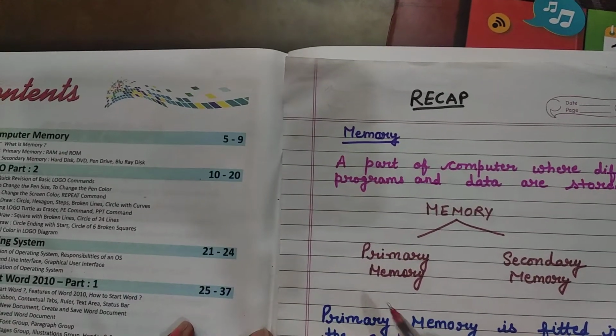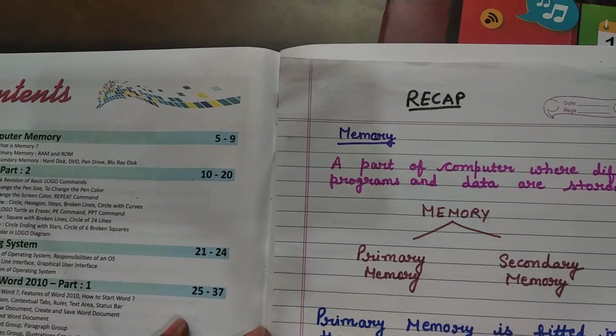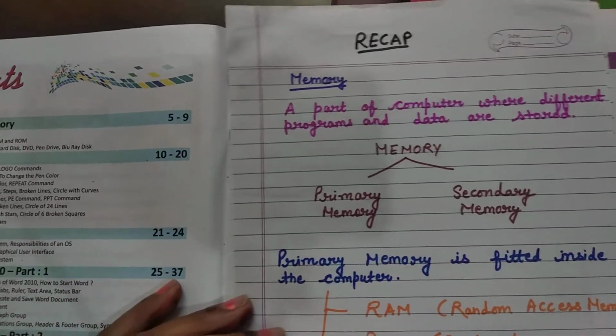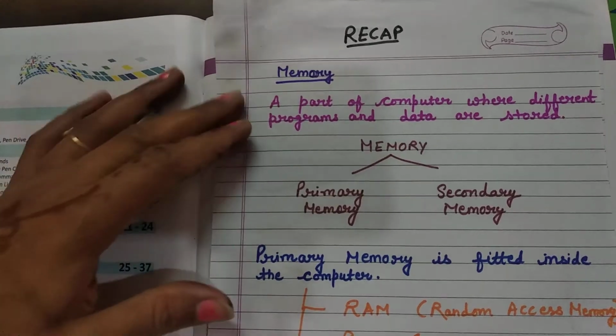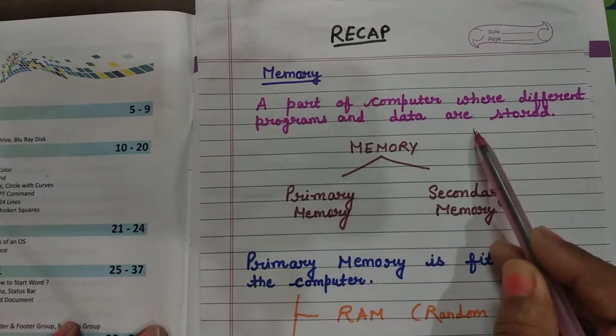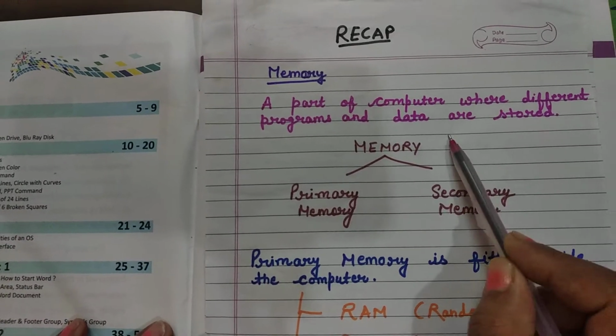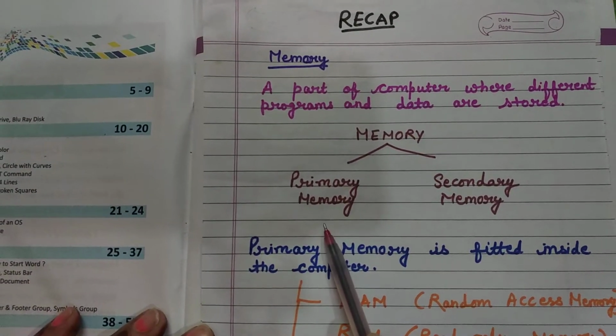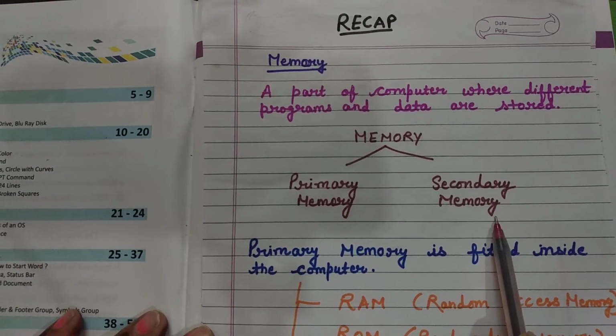We did in the first class, chapter 1, all about computer memory. We did various terms in that class. Now let us have the recap of the same. First, we did what is memory: a part of the computer where different programs and data are stored. It is of two types. First is primary memory, second is secondary memory.